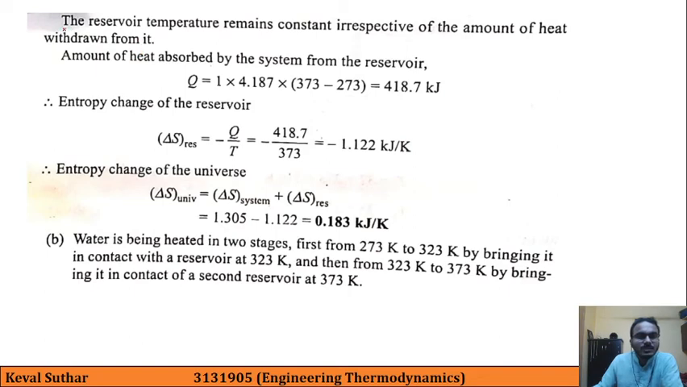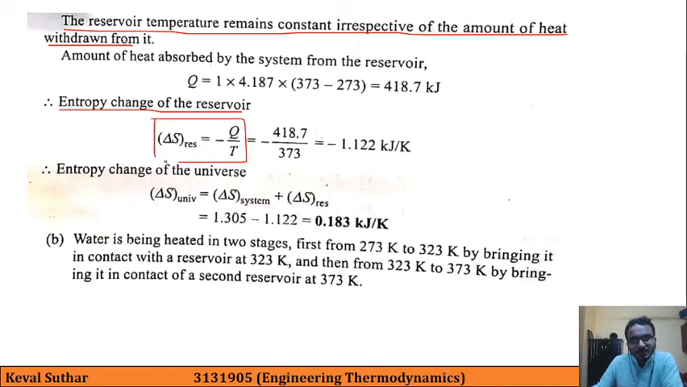Now the reservoir temperature remains constant irrespective of the amount of heat withdrawn from it, because this is the definition of a reservoir. If you recall our definition of thermal energy reservoir, the temperature change will be very negligible. So to calculate the entropy change of this reservoir, we need to utilize this formula: delta S is equal to minus Q upon T.